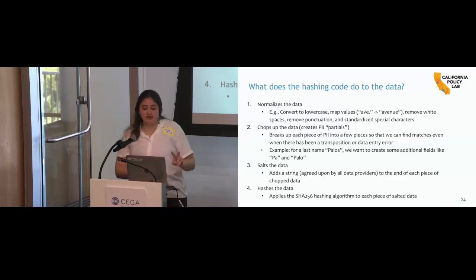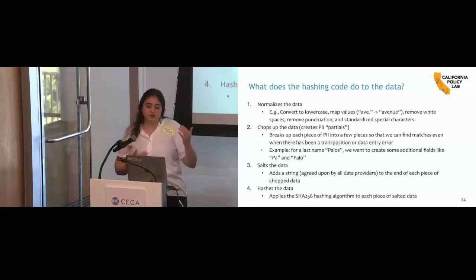The second thing that it does is chop up the data. This might sound a little bit weird right now, but essentially we're creating partials of the PII. Say for instance that two agencies hash their data. My last name in one of them is Palos, and in the other one, my last name appears as Palo. Because the values have been hashed, first of all, they're not going to match. And there's no way that I can actually note that they're not matching because one of them has an S and the other one doesn't.